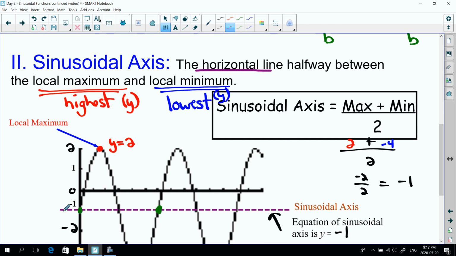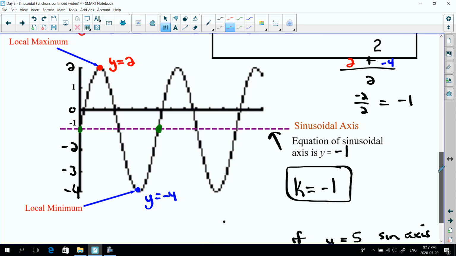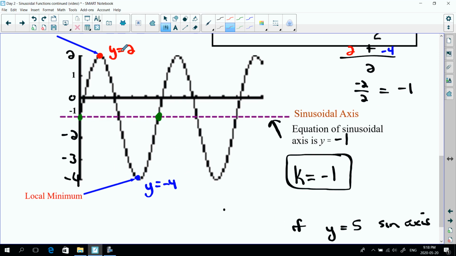Sinusoidal axis is the horizontal line halfway between your max and your min. This time we're talking y values: your maximum y value, your minimum y value, add them together and divide by 2. That will give you your sinusoidal axis. Since it's the horizontal line, you have to write the equation as y equals. It is also equal to your vertical displacement.